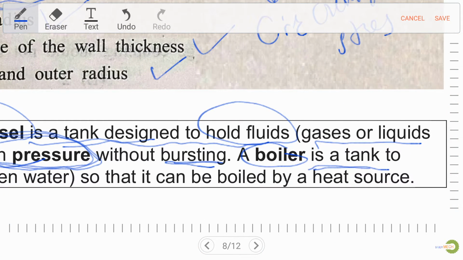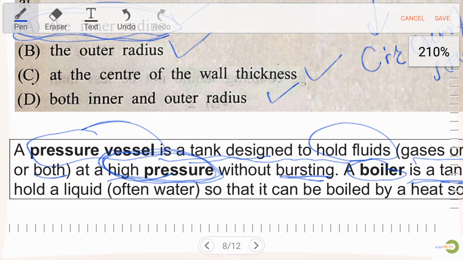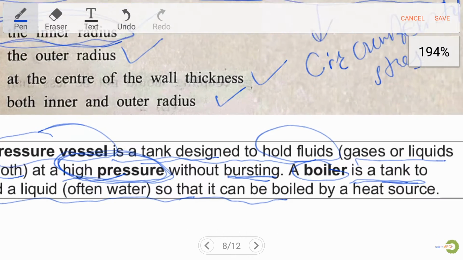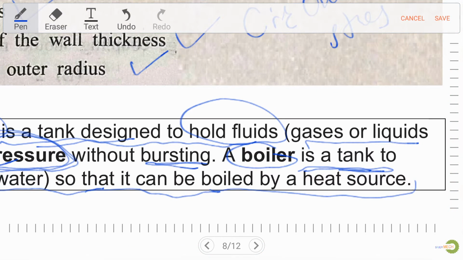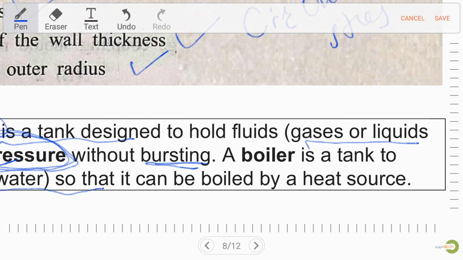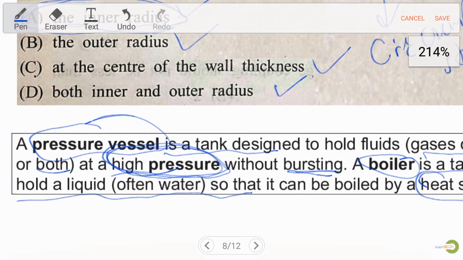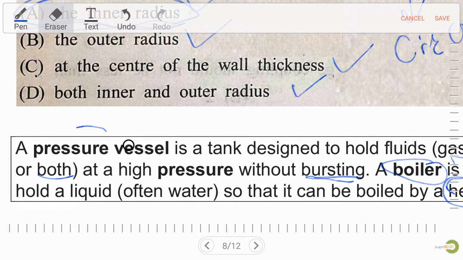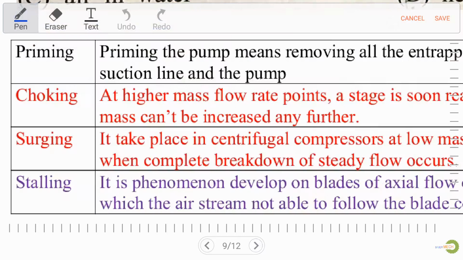Now a boiler is a tank to hold liquid, often water, so that it can be boiled by a heat source. So in the case of a boiler, we can boil the water by applying some external heat source, but in the case of a pressure vessel, we can only store the hot fluids, gas, liquid or both. So this is the basic difference between a pressure vessel and a boiler. Always remember. Now let's move to the next topic.